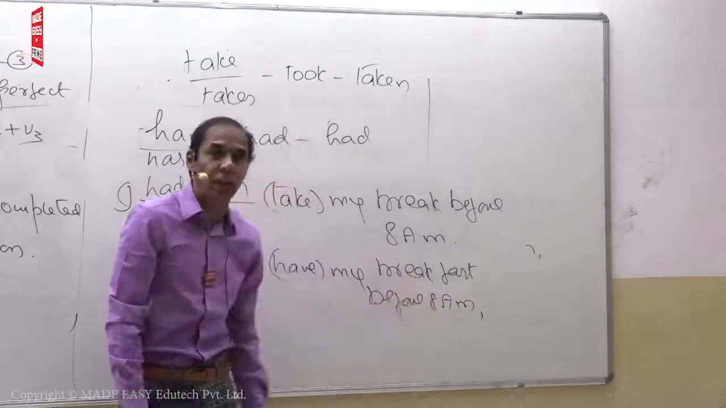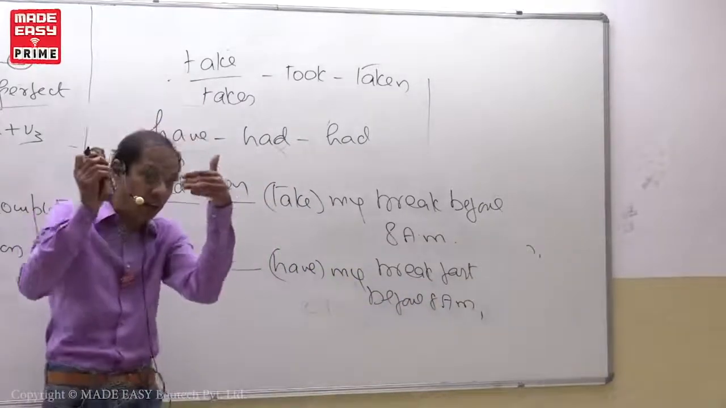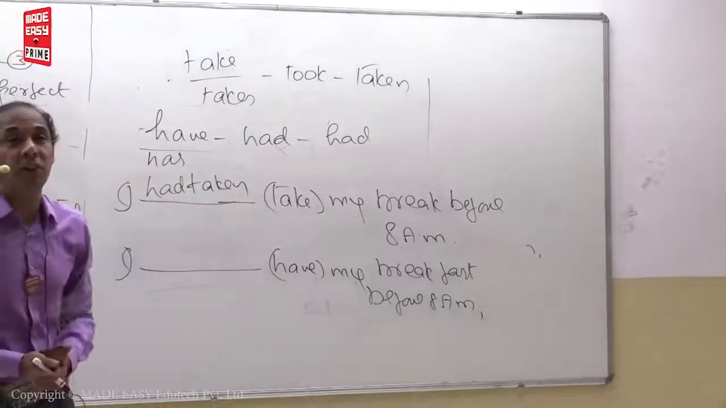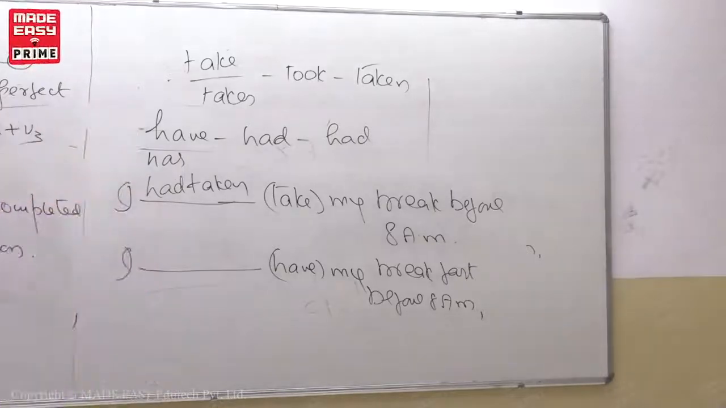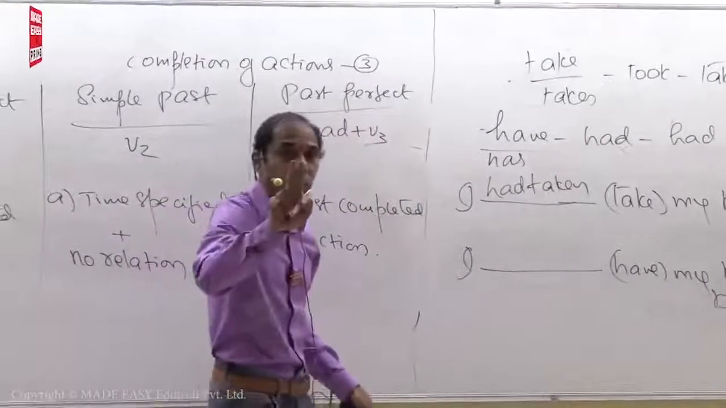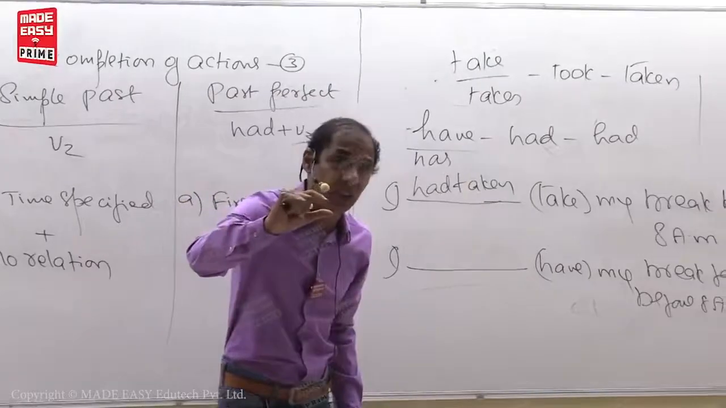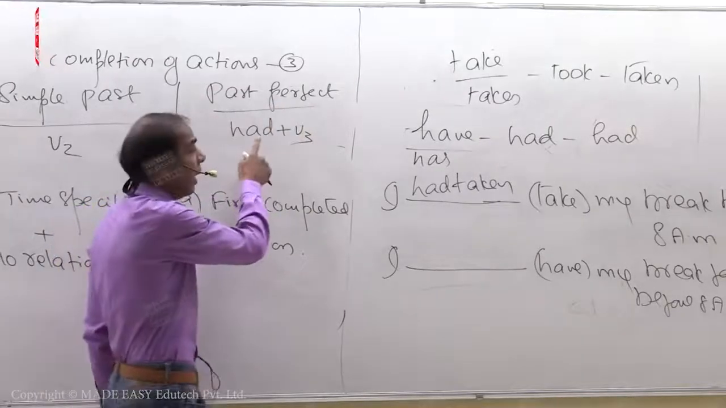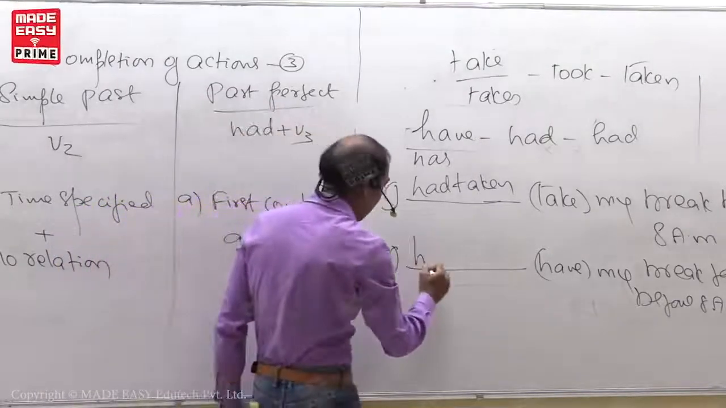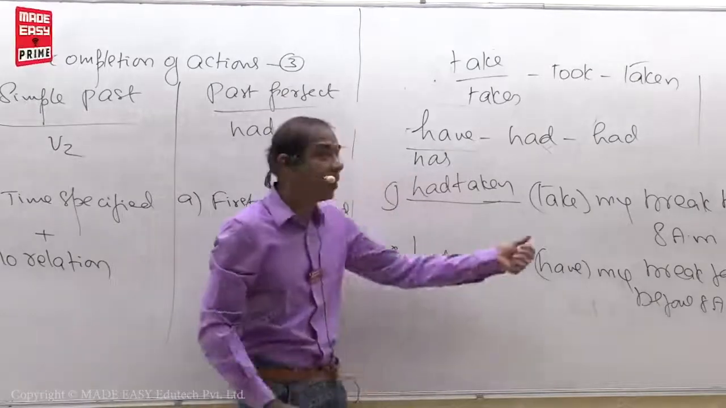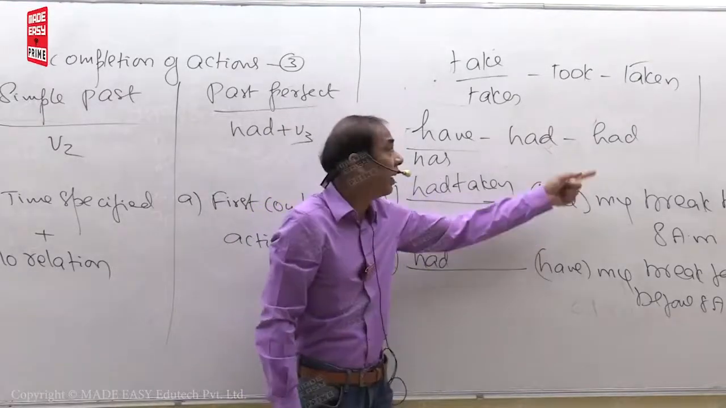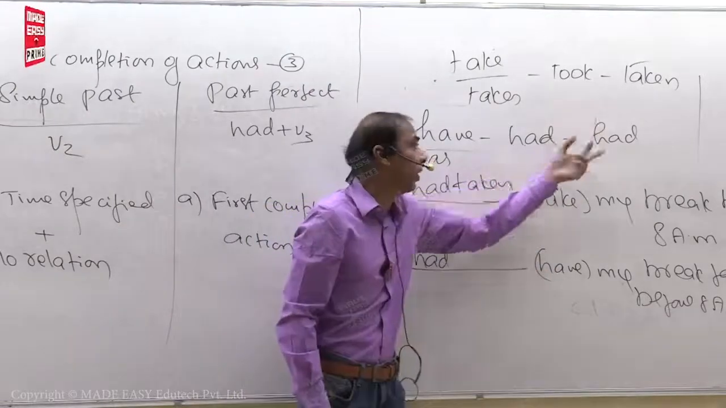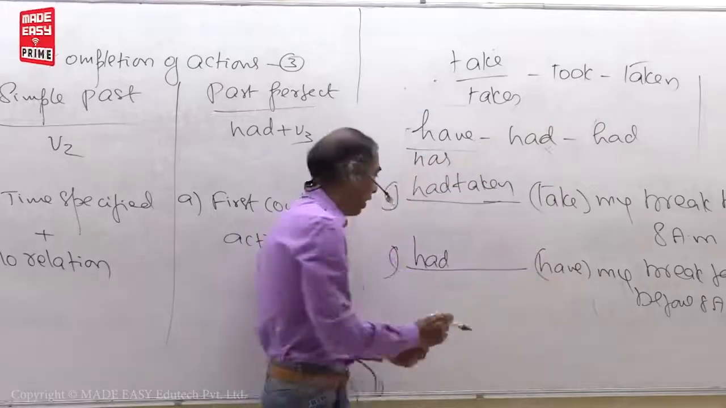Two actions completed here. What are the two actions? One, coming off 8 o'clock. Two, having breakfast. If there are two completions of actions, to express the first completion of action, what is the tense we have to use? Past perfect tense. What is the formula? Had plus V3. If you are given take in the exams, what is the V3? Taken. But what is the verb given here? Have. What is the V3 of have? Had. I had.